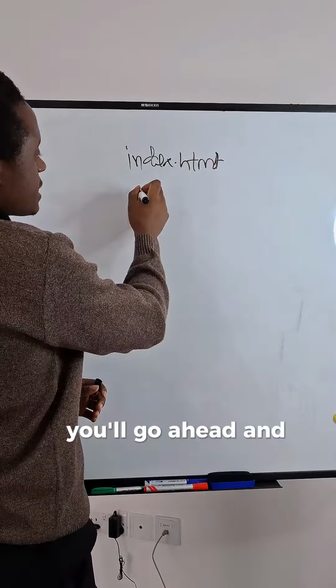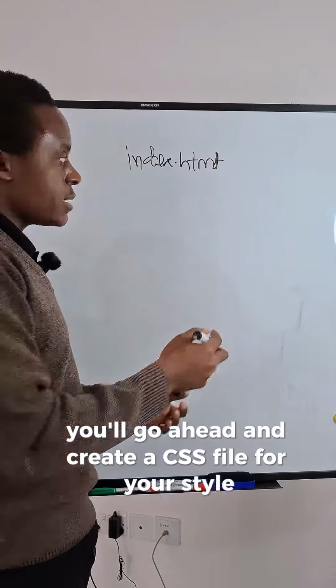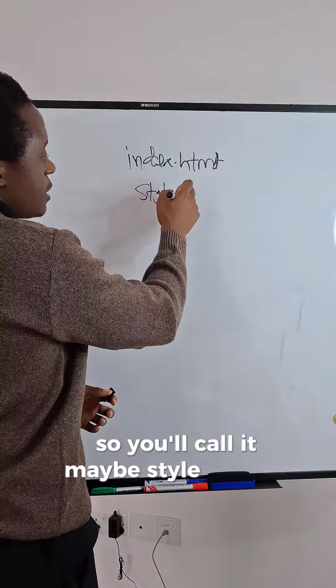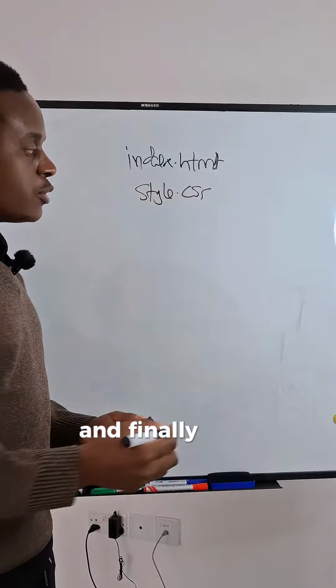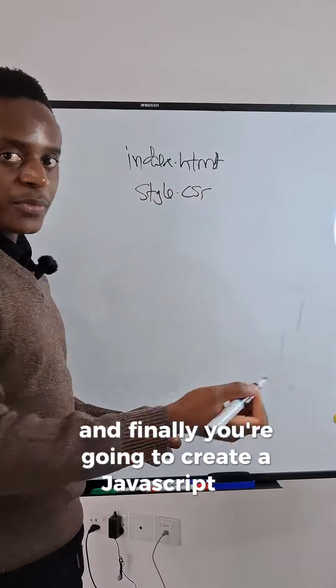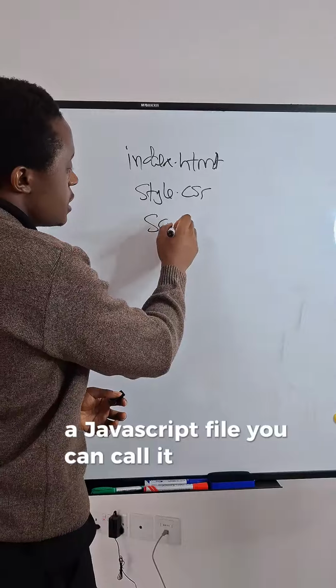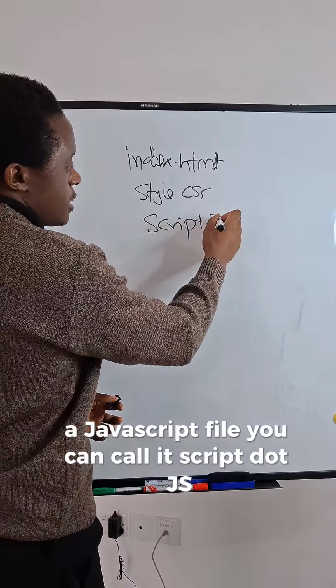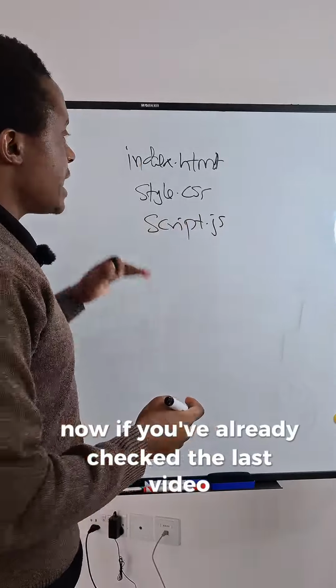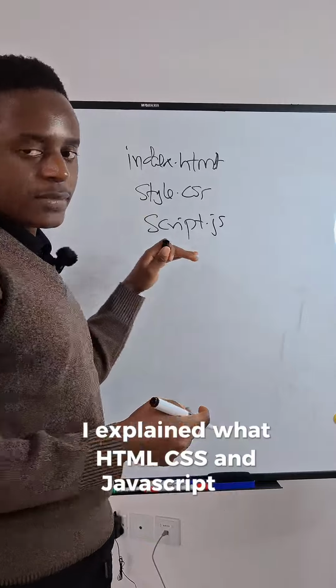Then you'll go ahead and create a CSS file for your style. So you'll call it maybe style.css. And finally, you're going to create a JavaScript file. A JavaScript file, you can call it script.js. Now, if you've already checked the last video, I explained what HTML, CSS, and JavaScript are.